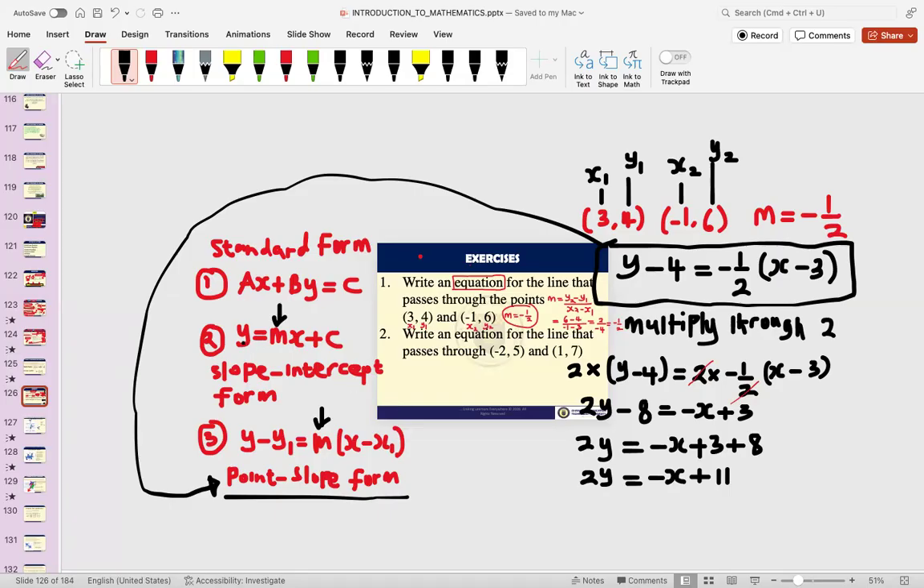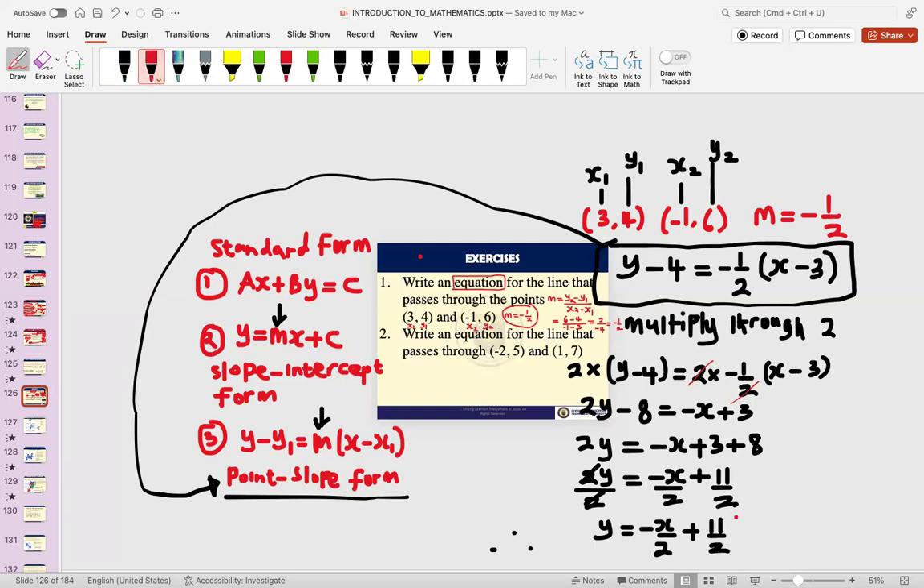In the slope-intercept form, the y is standing alone. There's no number. The y is standing alone. So for this y to stand alone, we need to divide every side by 2, every side by 2, every side by 2. Therefore, finally, this 2 will cancel this 2, and then we have y is equal to negative x over 2 plus 11 over 2, finally.